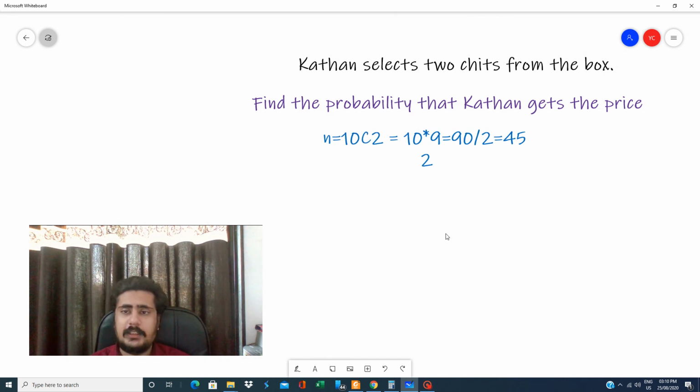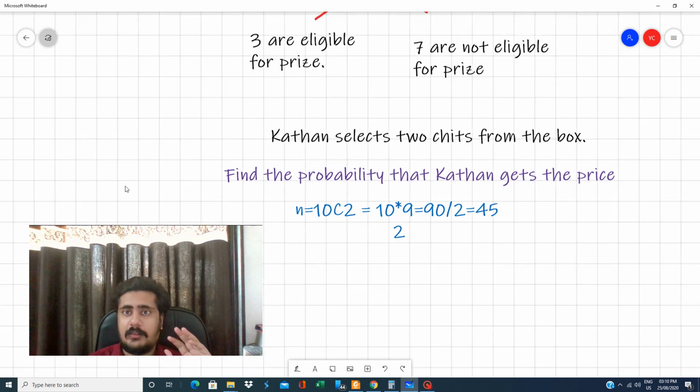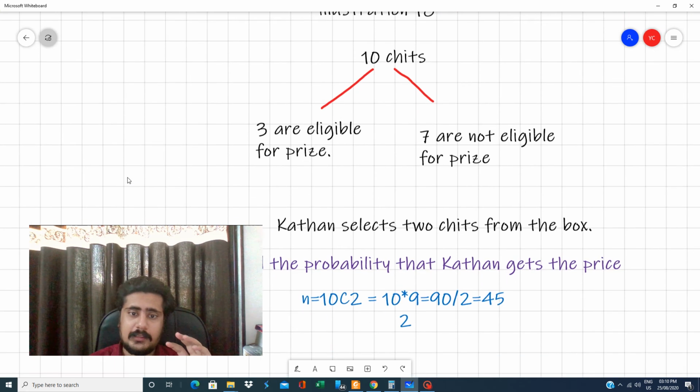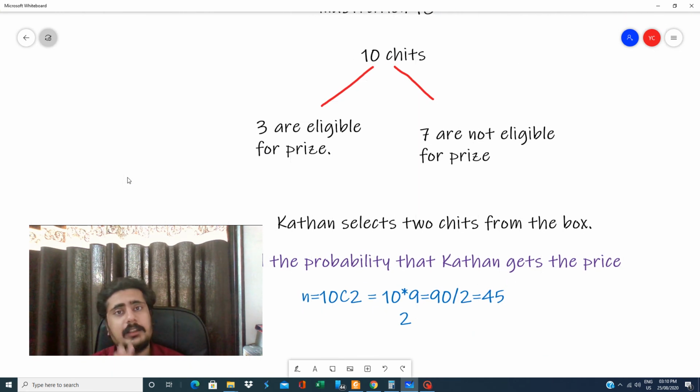Now what they asked you is that Kathan gets the prize. See, now the question has changed. Till now, the question was: Kathan selects two chits from the box, find the probability that one is eligible for prize and one is not eligible, or two are eligible, or two are not eligible. This was the way the questions were asked in the examples we have done till now. Now the way has changed. Now they are not telling you that Kathan selects chits with one eligible for prize. They are asking a very simple question: find the probability that Kathan gets the prize.